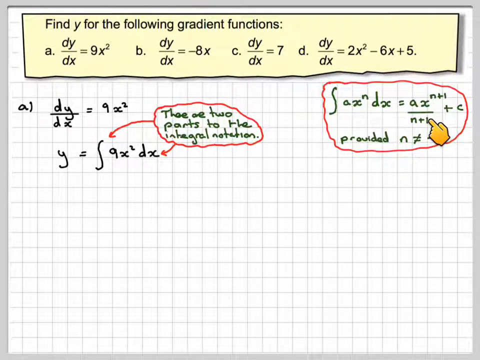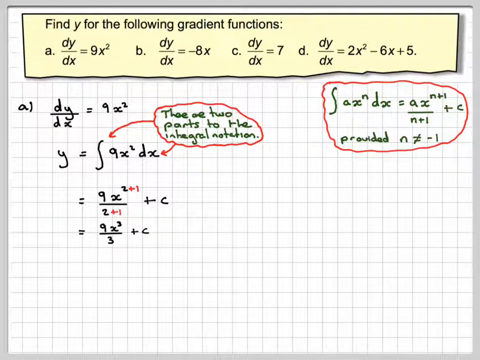So now applying this rule, it becomes 9x to the 2 plus 1 divided by the new power, which is 2 plus 1. When you get a bit better at this, you probably won't write all these steps out. So we get plus c, which is a constant of integration, because this can come from many curves, a family of curves. So it's going to become 9x to the 2 plus 1, which is 3, divided by 3, plus c. 3 goes into 9 3 times, therefore we get an answer of 3x cubed plus c.